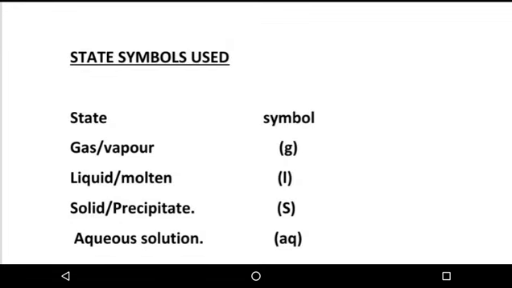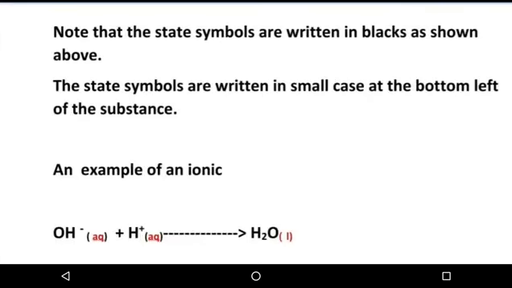Now you realize that our state symbols are written in small letters, and they are always in brackets. So you have the symbol for gas or vapor as letter g, the symbol for liquid or molten as letter l, that is small letter l, solid or precipitate, small letter s, and aqueous solution, the symbol aq, all in brackets. Now we want to look at an example of an ionic equation.